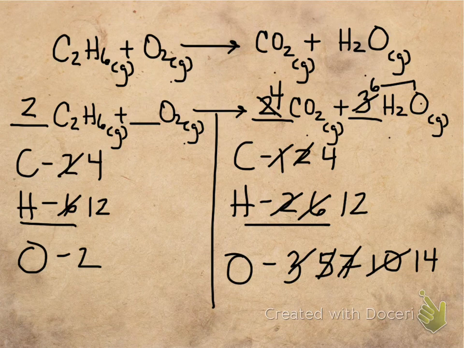Is there a way to get 14 oxygen on the reactant side? Sure, because the oxygen is a diatomic molecule. I simply put a 7 there. That gives me 14, and everything is balanced.